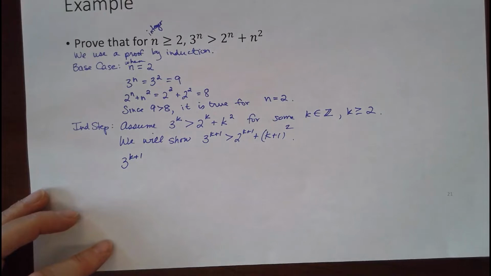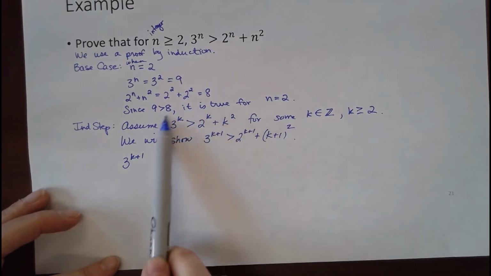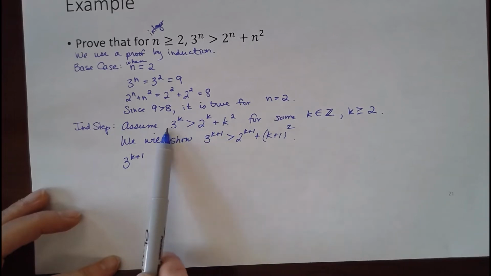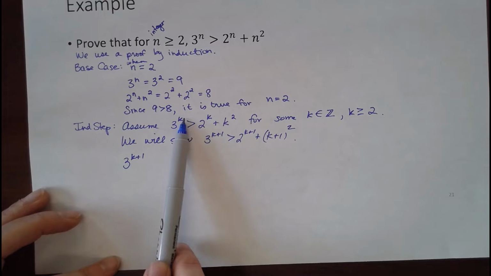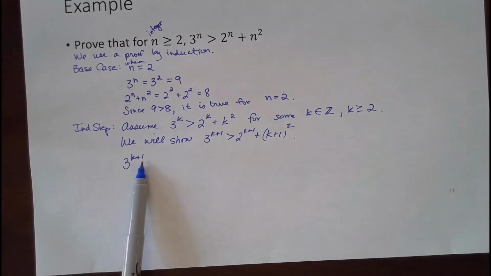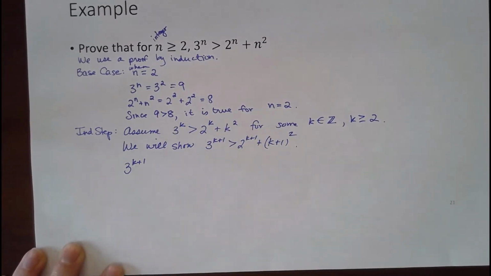And we know that we're going to have to somehow get this, let's call it our inductive hypothesis, this assumption here, involved. Okay, so notice that's just 3 to the k. So if we can somehow rewrite this in terms of 3 to the k, then we can use this inductive hypothesis, that we assume that 3 to the k is greater than that.